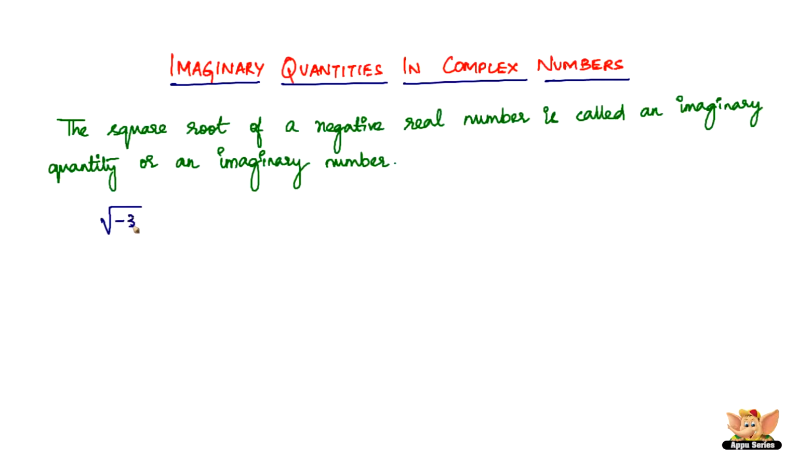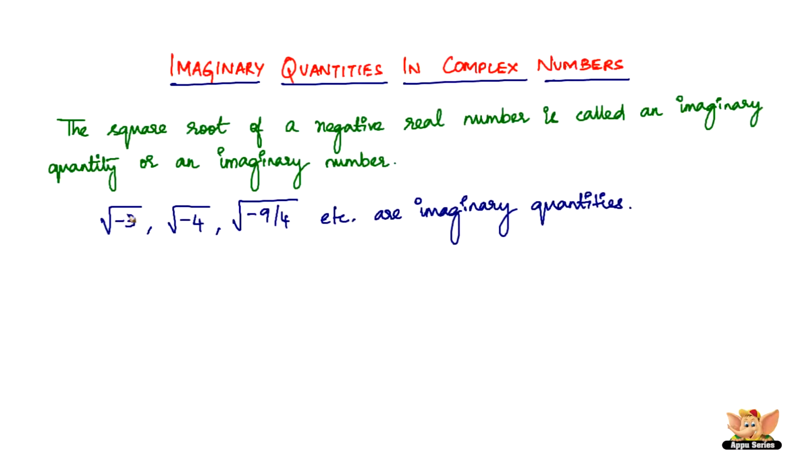For example, we have square root of -3, square root of -4, square root of -9/4, etc. These are the examples for imaginary quantities or imaginary numbers. Now, based on these, we also have a couple of results that we have to remember in order to solve problems based on complex numbers.